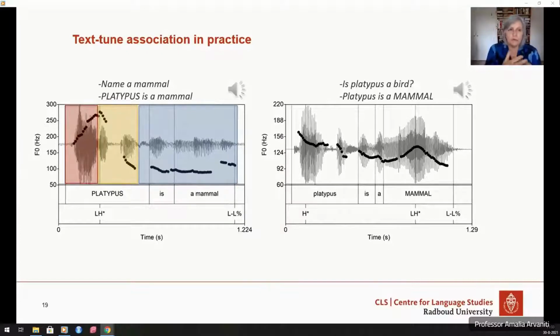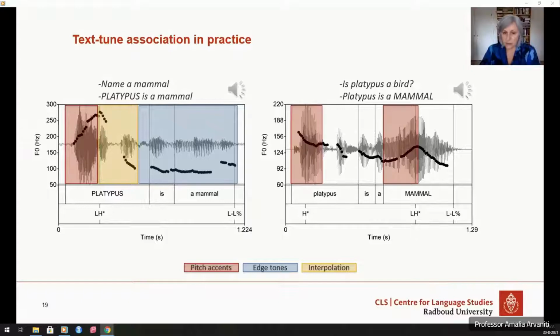Again, this is a main difference with a model like PENTA, for example, where you have to specify every syllable for F0. That does not happen here. And here you have the key for the three different elements. Now, if we move to the tune on the right, what we see is that we now have two accents. So we have high F0 on the first syllable and low-high on the first syllable of mammal.